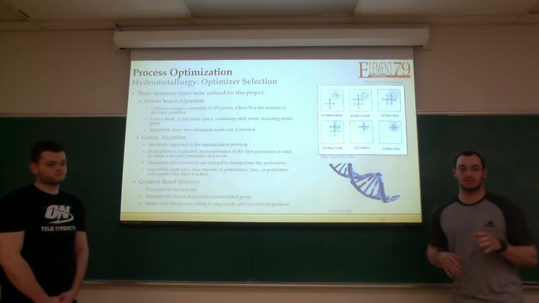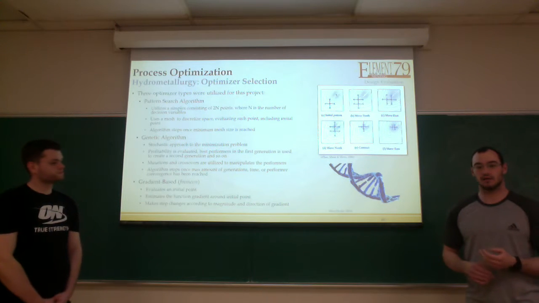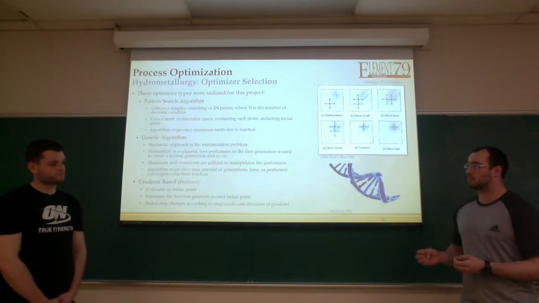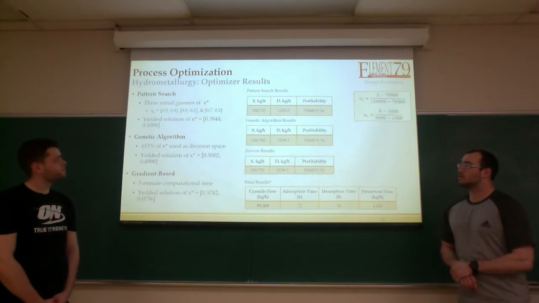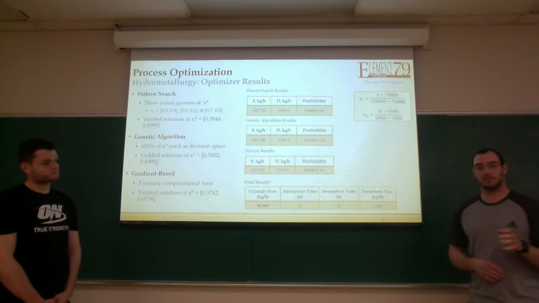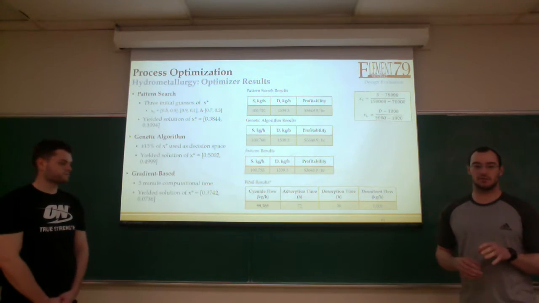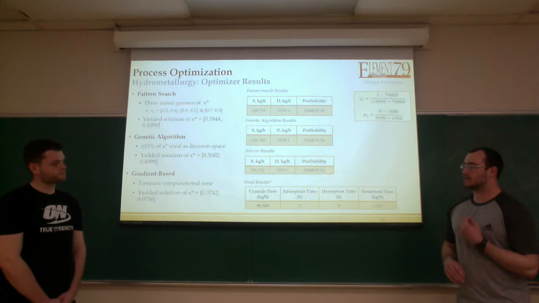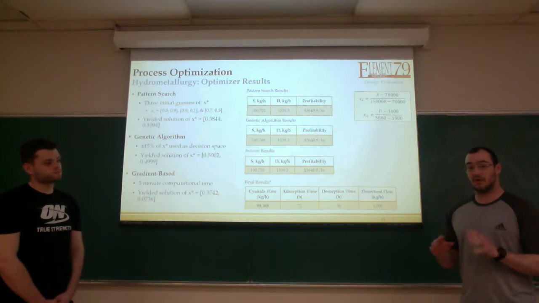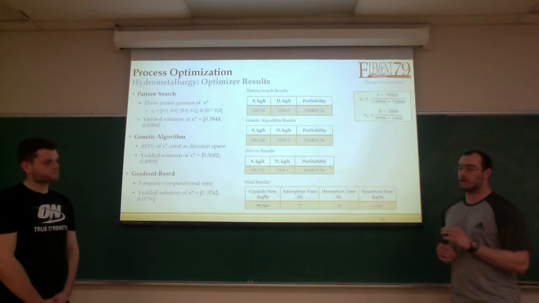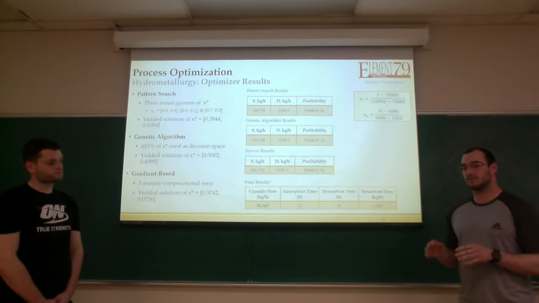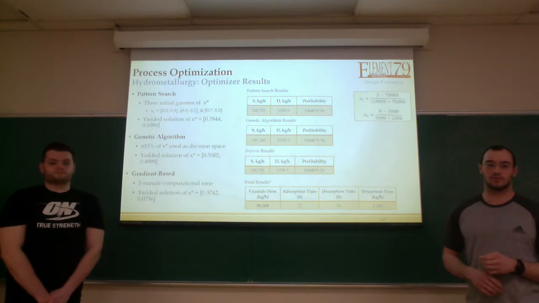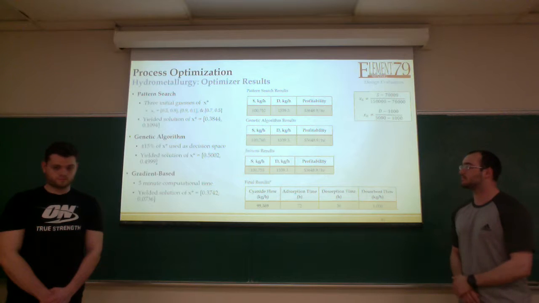For the optimization, we used three different optimizers: a pattern search algorithm, a genetic algorithm, and a gradient-based algorithm towards the end. For the results of the optimization, we actually had similar results between all three trials, which was as expected. The final optimized results were 99,370 for the cyanide flow rate for leaching. For the desorption step, 1,000 kilograms, which was the minimum for the optimization step, was achieved.